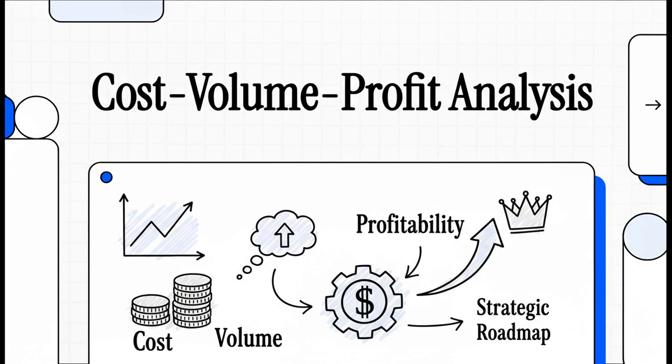It's called Cost Volume Profit Analysis, or CVP. And trust me, this isn't just some boring accounting exercise. It's a killer framework for turning raw numbers into a real strategic roadmap.